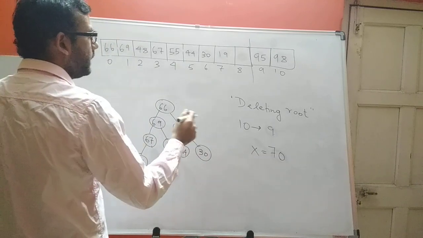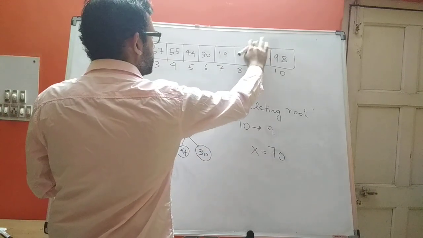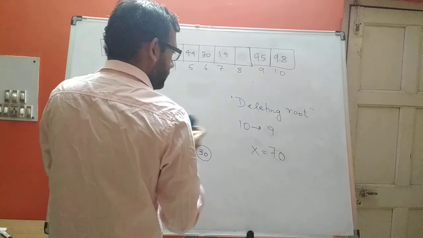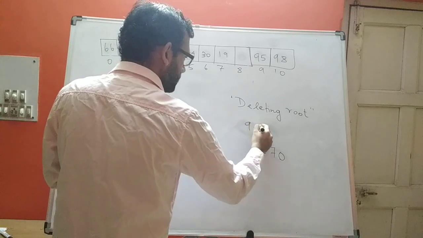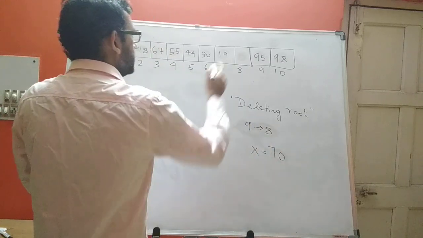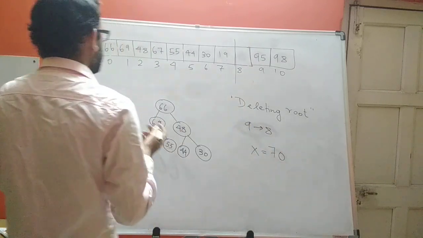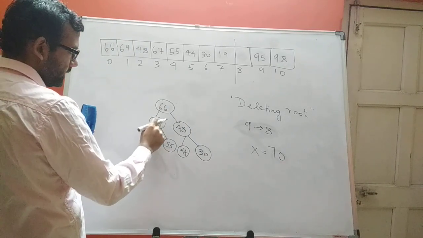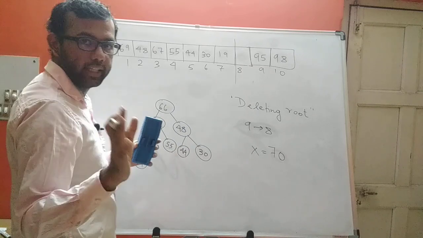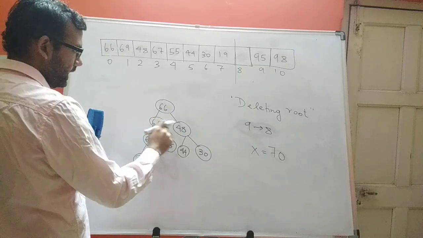Now after this, what do I do? Now my heap size has reduced. My heap size is once again reduced from 9 to 8. Okay. Now I'll again check. What are the children of 66? 69 and 48. Why am I doing this? So that the heap property is maintained. So I'll check 69 and 48.